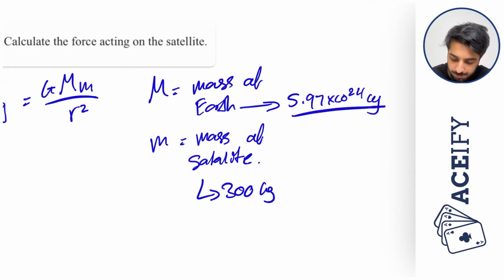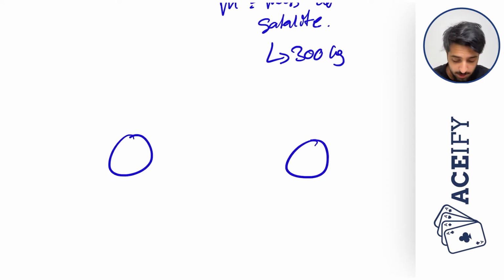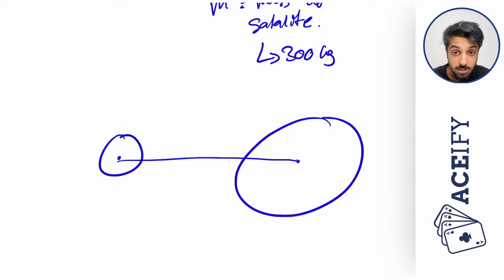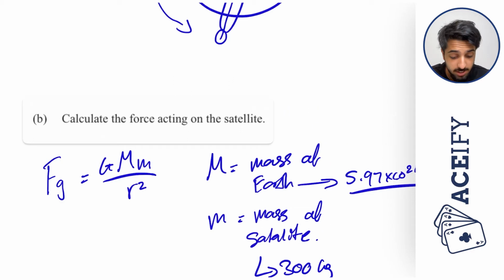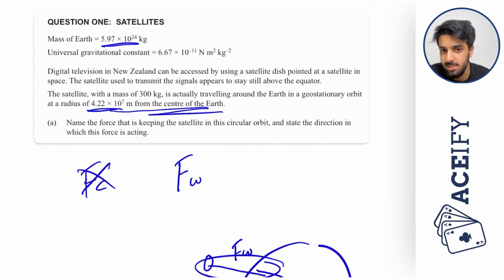As for our radius, remember in this equation, the radius is actually referring to the distance between the center of masses of the two objects. So in this case, we want the distance from the center of mass of Earth, so imagine this was Earth right here, and this was our satellite. We want the distance from the center of mass of Earth to the center of mass of the satellite. And so if we look at the values that they have provided us with, we can see that this value here, 4.22 times 10 to the 7, is the distance from the center of the Earth. So that is the distance that we want.